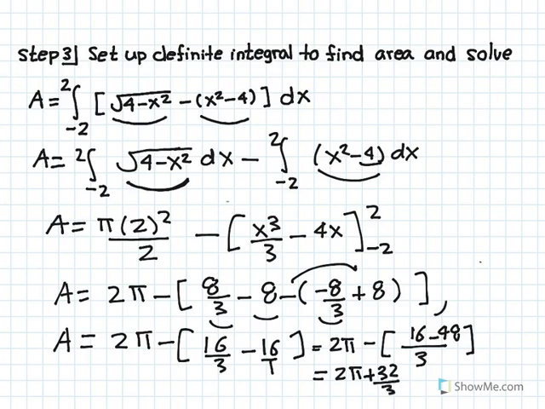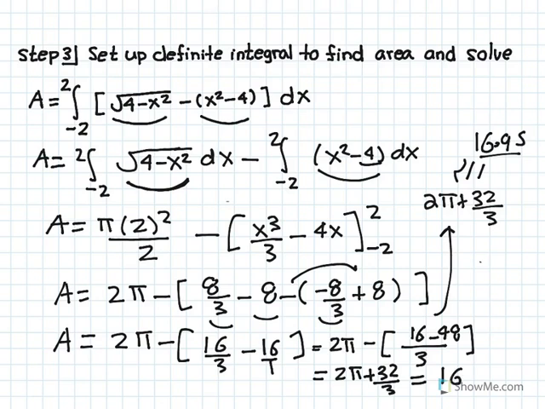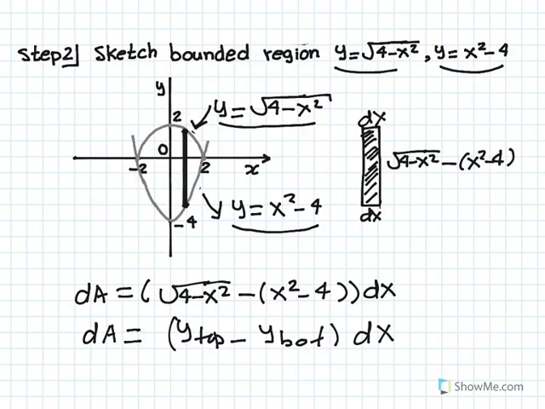Let me write it here, 2 pi plus 32 over 3 is the result of the area. If you were to decimalize this, it would come to approximately 16.95. Approximately 16.95 for this area. And let me show that on the diagram. So essentially, we find this area to be approximately 16.95. The exact value, of course, is 2 pi plus 32 over 3.